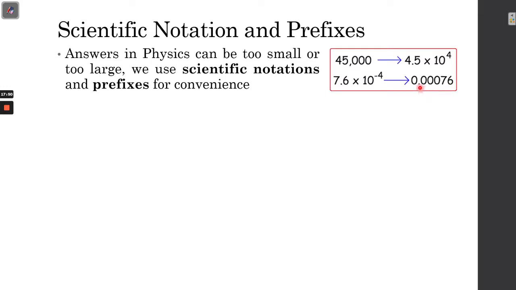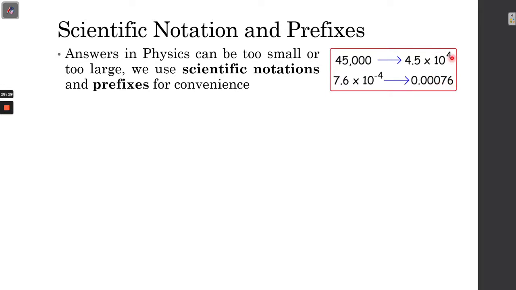0.00076. So if we move the decimal point 1, 2, 3, 4, as soon as you arrive at the first whole number, that's where you put your decimal point. So you have 7.6, and then multiply it by 10 raised to basically how many times you have moved the decimal point. In this case, we moved it 4 times, 1, 2, 3, 4, from left to right.